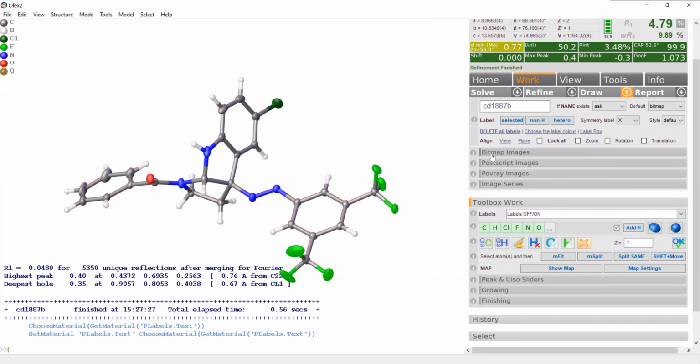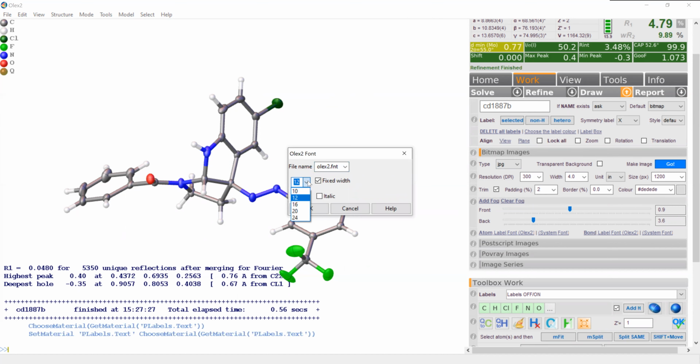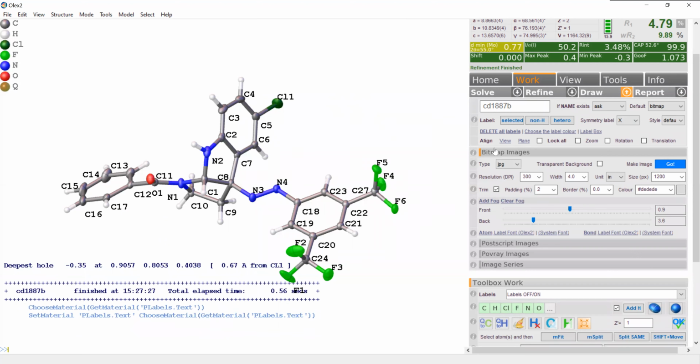Now, I recommend using the bitmap images. If you want to change the font size, once you click on bitmap images at the bottom, you'll see label fonts, and you can change it to font size 10, 12, 16, 20, 24. Then if you only want a few atoms, you can select them and click this button, and it would only label those that were selected. If you just want the heteroatoms, you can click that. If you just want non-hydrogen, it'll give you all the labeling of the non-hydrogen atoms.